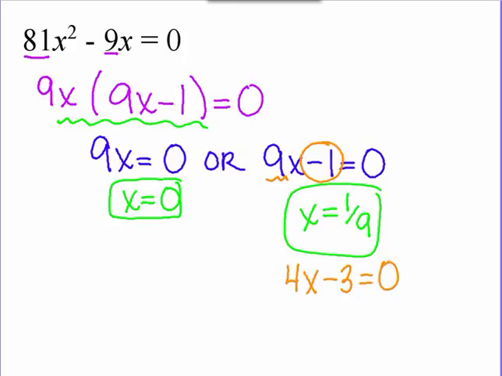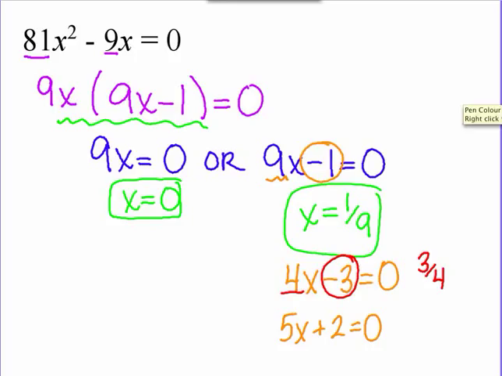Remember what I said. The opposite of this number divided by this. So that one will be 3/4. Another one: 5x plus 2 equals 0. Negative 2/5. So that's a little shortcut. If that works for you, great. If it doesn't, throw it out the window. You can solve it normally.